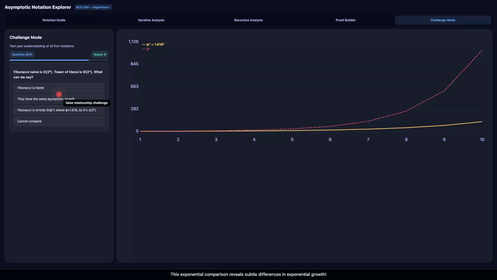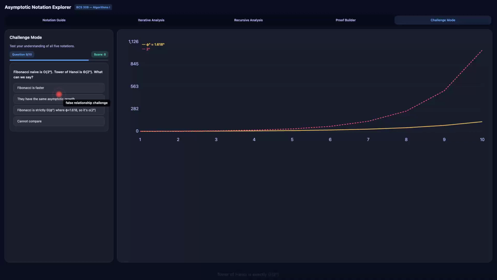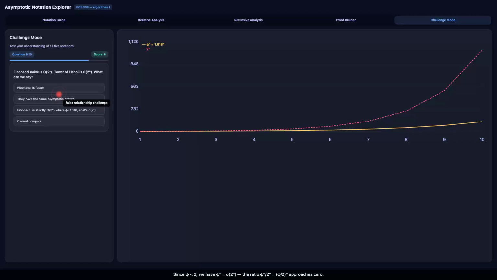This exponential comparison reveals subtle differences in exponential growth. Naive Fibonacci is O of 2ⁿ, but its tight bound is actually Θ(φⁿ), where φ ≈ 1.618 is the golden ratio. Tower of Hanoi is exactly Θ(2ⁿ). Since φ < 2, we have φⁿ = o(2ⁿ), because the ratio φⁿ over 2ⁿ approaches 0. This means Fibonacci, despite being exponential, is strictly slower than Hanoi. Both are exponential, but Hanoi grows at the faster exponential rate.